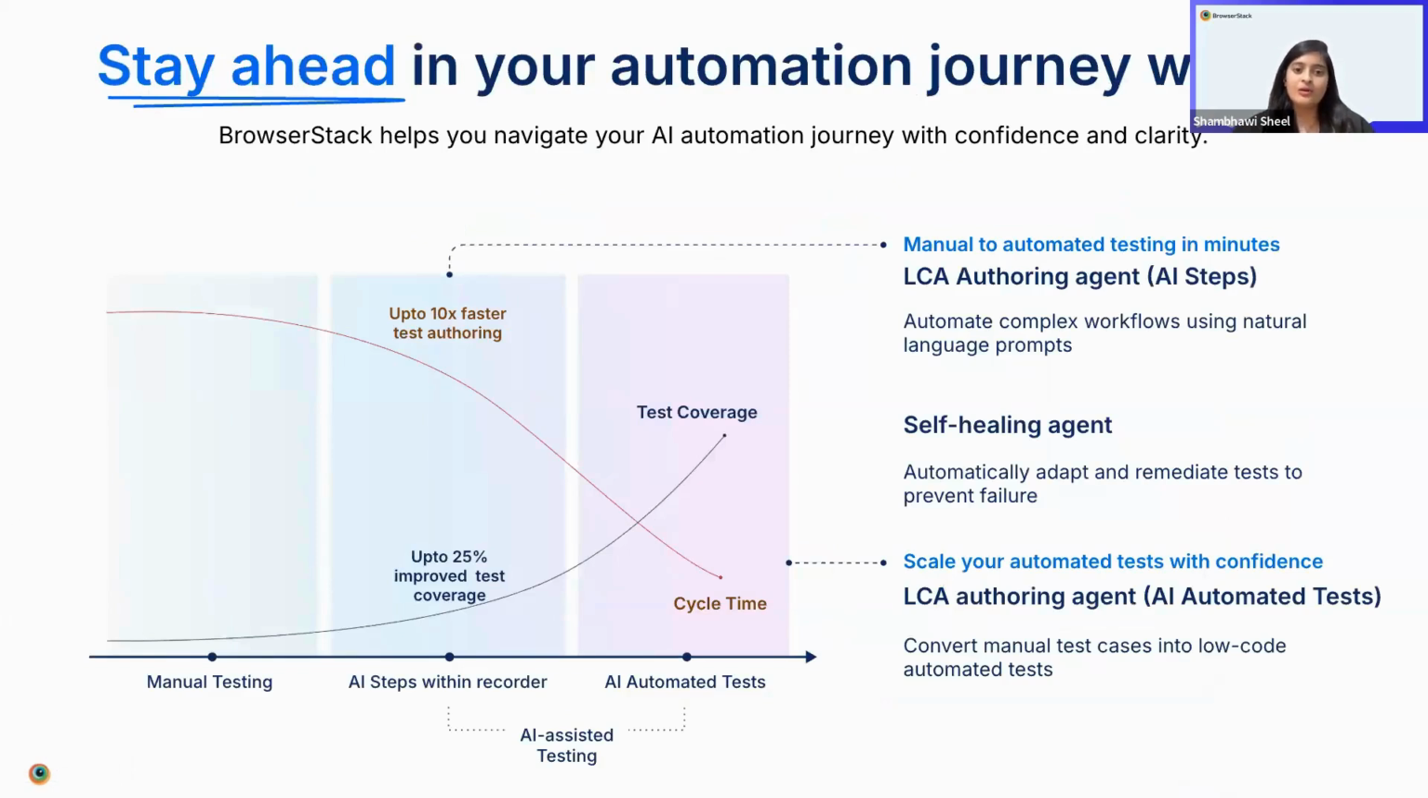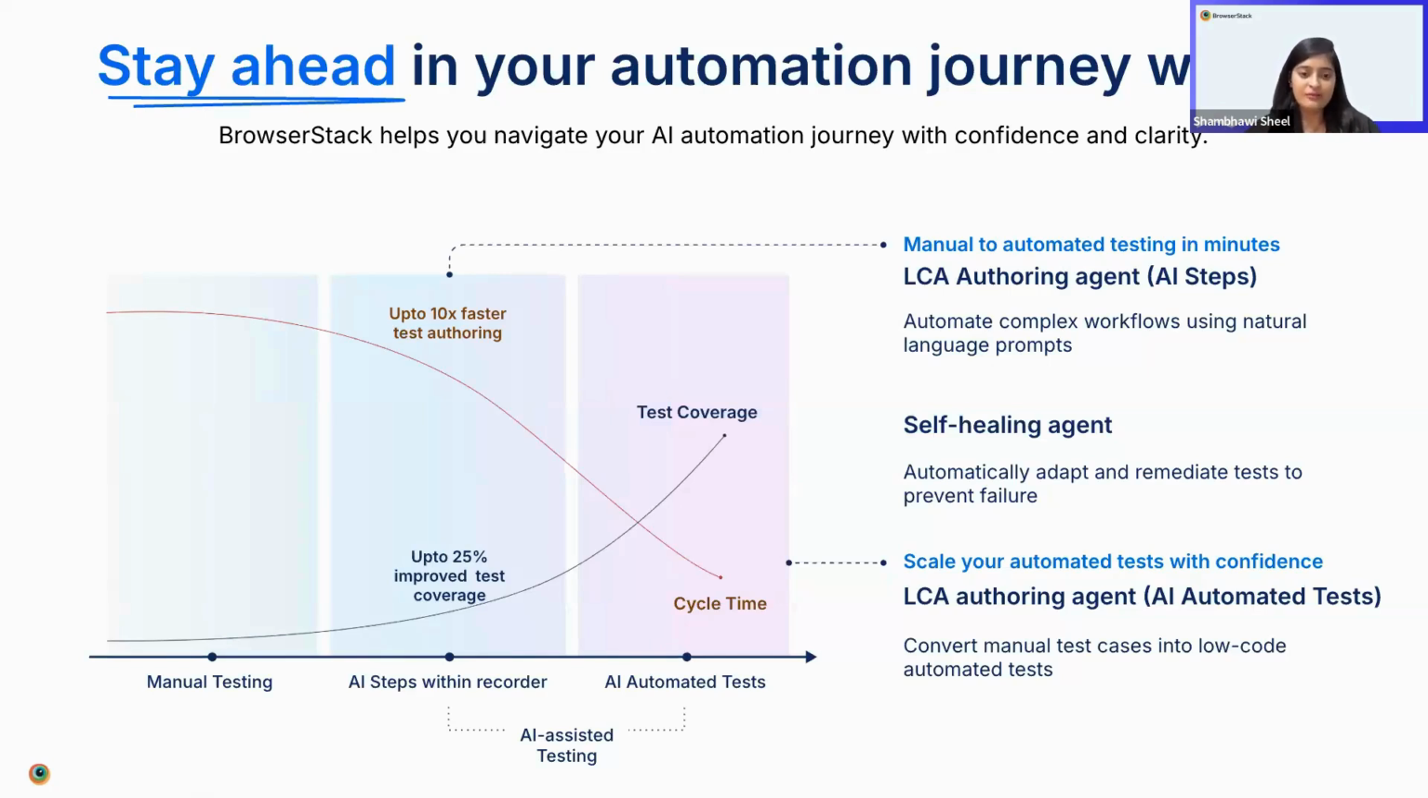Now, with AI in BrowserStack's low-code automation solution, we are there to help you in your automation journey wherever you might be, right? So AI in our product supercharges low-code testing, and we have elevated the recorder experience to automate even the most complex and dynamic workflows using natural language, and this can be done using the low-code authoring agent AI steps. Some examples of dynamic workflows can be to select a date from the next month or verify that the list is sorted in a particular order, for example, ascending order.